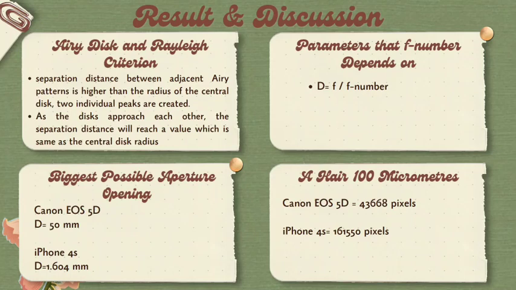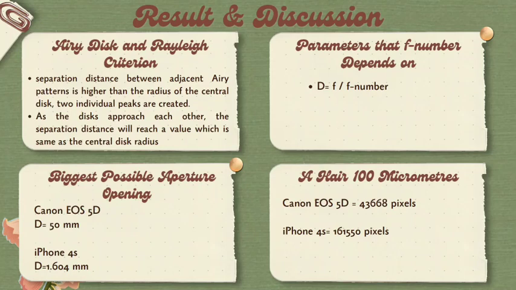After calculation, the largest possible aperture opening for the Canon EOS 5D is 50 mm, while for the iPhone 4S it is 1.604 mm. To find the distance at which we would be able to distinguish a hair 100 micrometers in diameter in photos taken by a Canon EOS 5D and an iPhone 4S, we first use the formula: linear resolution equals pixel diameter over square root of sensor resolution. And then, to find the distance, we divide the hair diameter by the linear resolution that was found.